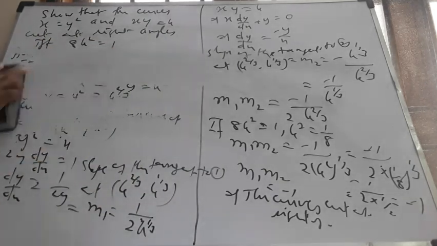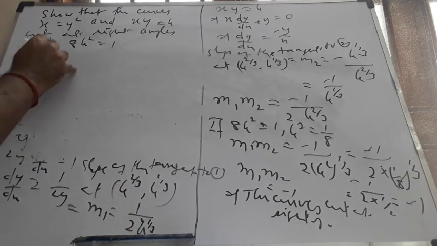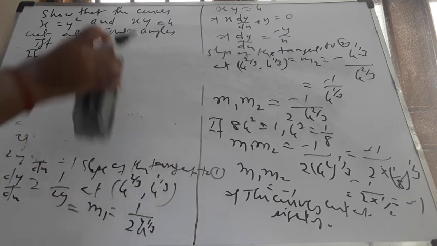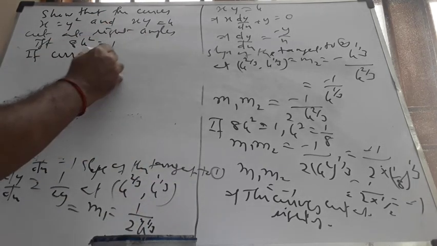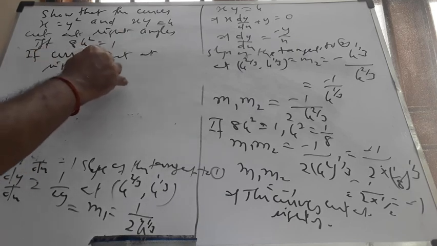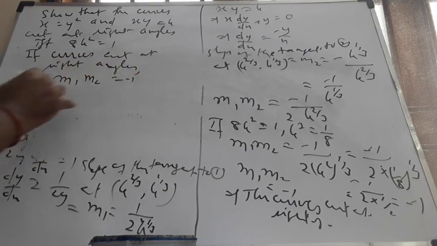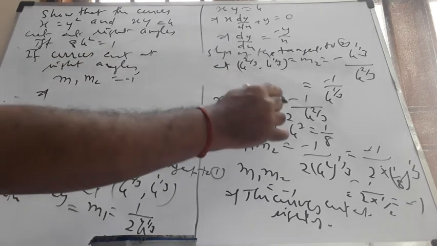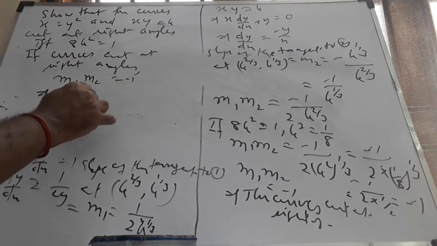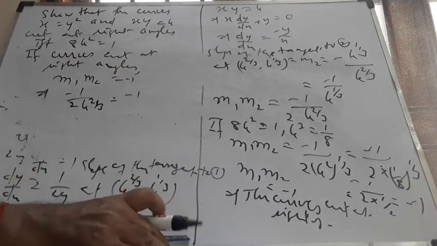Now, let me do the converse here. If the curves cut at right angles, then m1 m2 is equal to minus 1, which will automatically imply minus 1 by 2 k power 2 by 3 is equal to minus 1. Just listen.